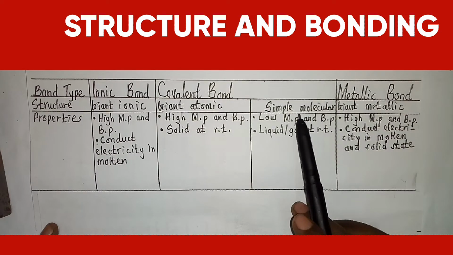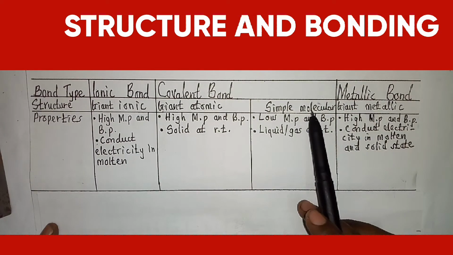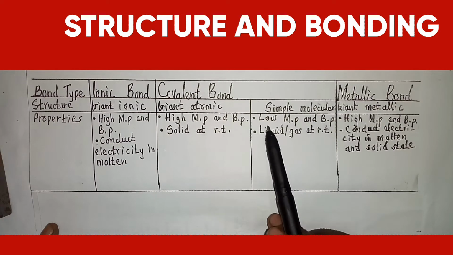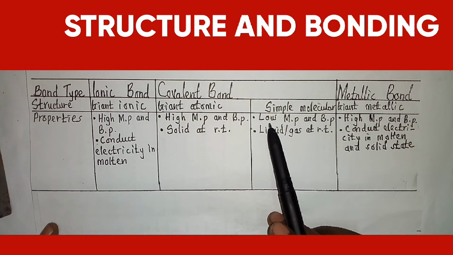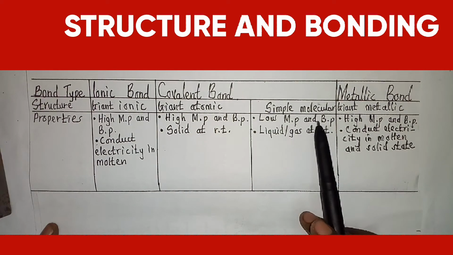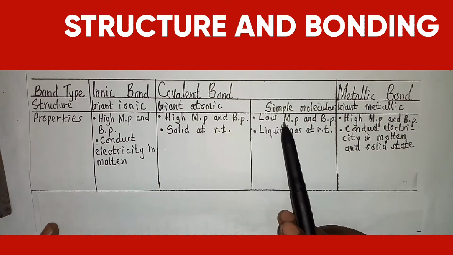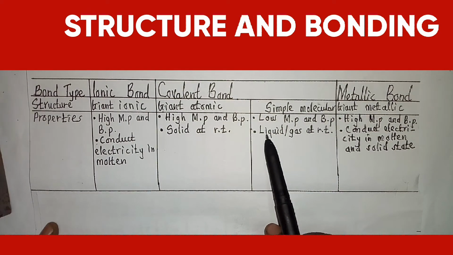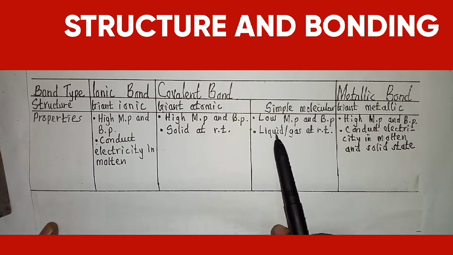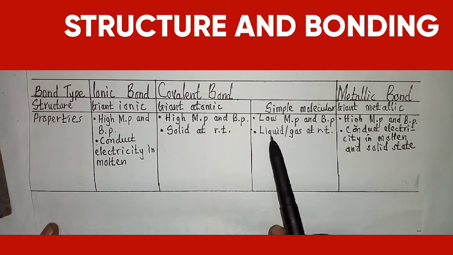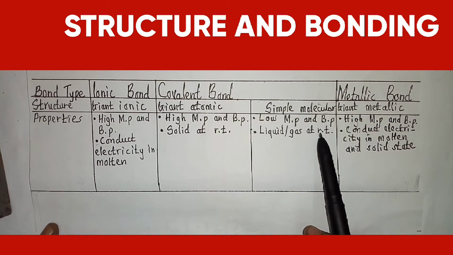Examples of simple molecular structure are many, but I may give examples such as carbon dioxide, oxygen, nitrogen, etc. Those compounds usually have low melting and boiling points due to weak intermolecular forces of attraction, which require less heat energy to break. In most cases, compounds with simple molecular structure are either liquid or gases at room temperature. This is because of the weak intermolecular forces of attraction.